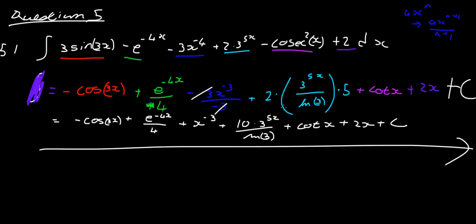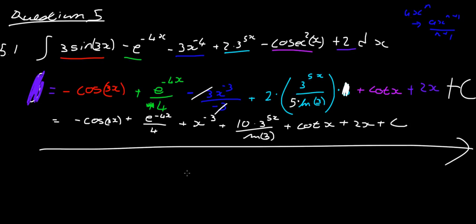Then here, if we differentiate this, we get 3 to the 5x ln 3 times 5. So we divide by ln 3. This might be a mistake here. Hang on. This should be a divide by 5. See, this is why we check our work. So this 5 should probably be here.